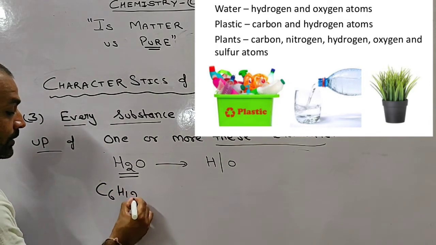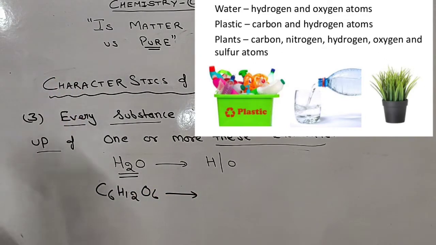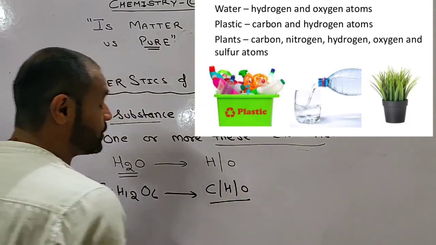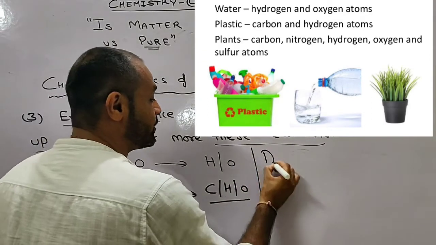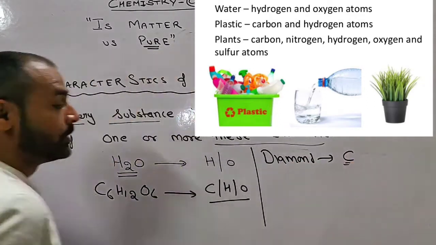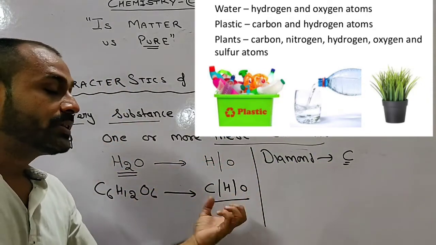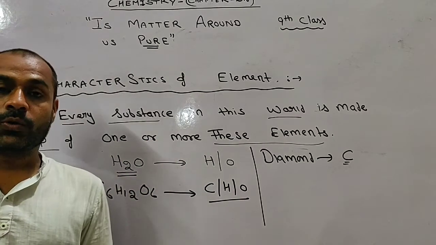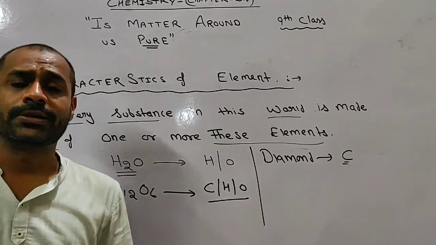So sugar is this glucose molecule, C6H12O6, which is made up of three elements: carbon, hydrogen and oxygen. As we have already discussed, diamond is made up of only the carbon element. So that is the single one, and this is the mixing of the elements. These are the elements which are combined to form so many substances around you.